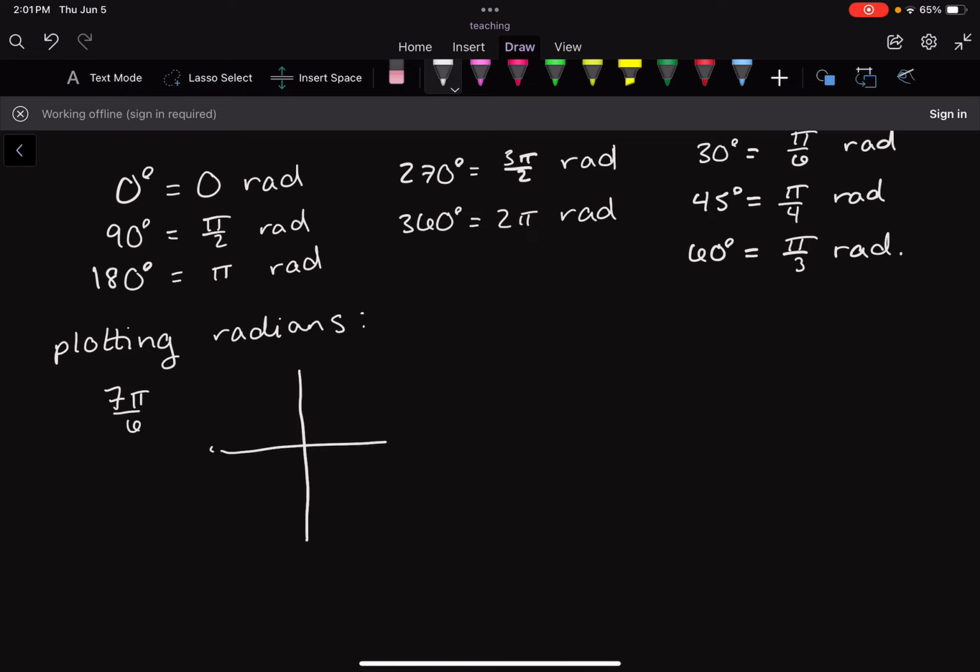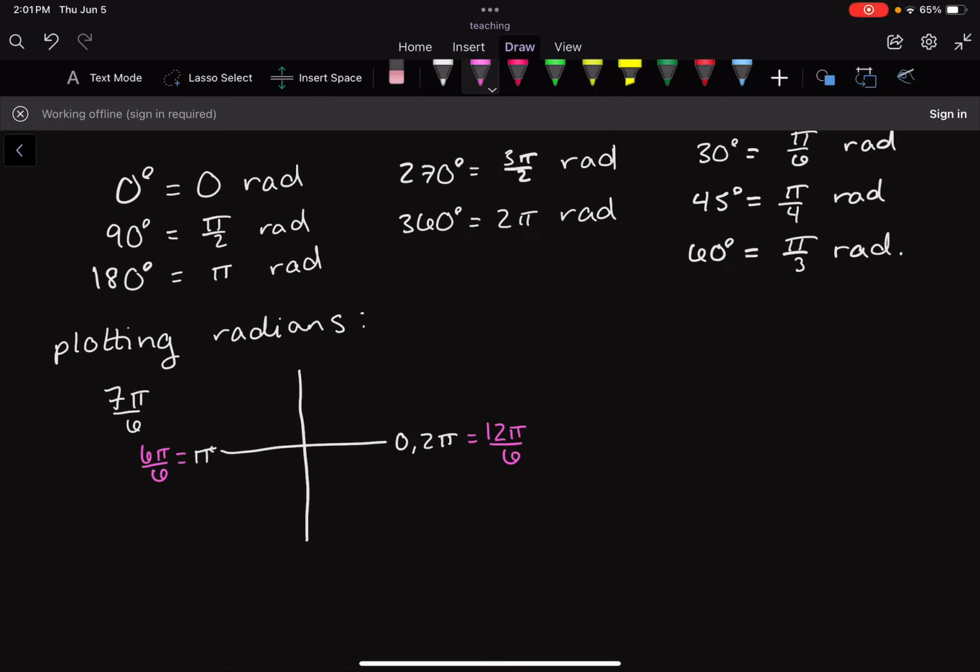If I wanted to plot this, I would also remember that this is 0 and this is pi, and it wraps around to 2 pi. But now, since I'm looking at a denominator of 6, I'm going to write pi and 2 pi also with denominators of 6. So this could be written as 6 pi over 6, and 2 pi, if I multiply by 6 over 6, can be written as 12 pi over 6.